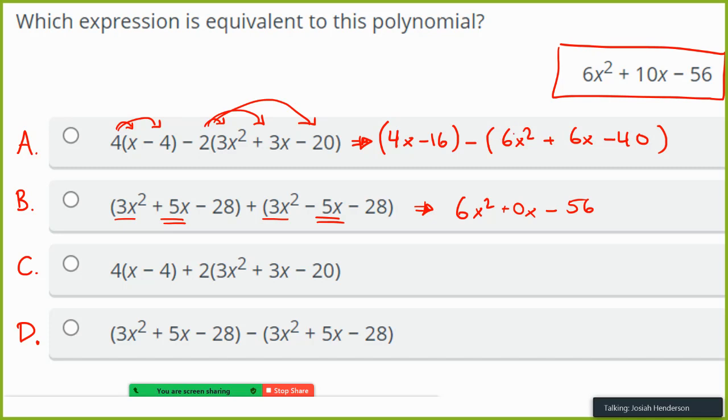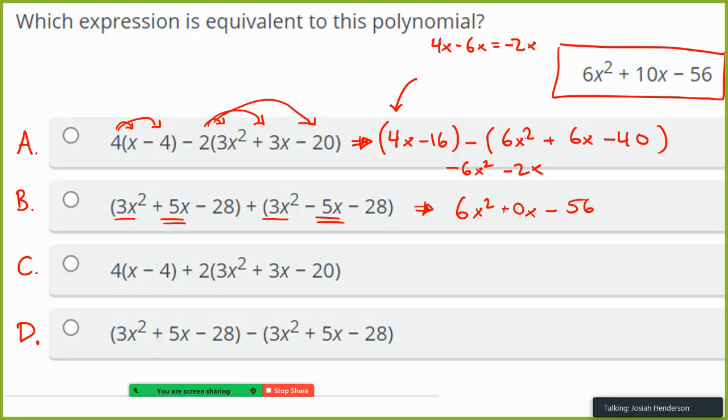There's no x squared number here, right? There's nothing there for x squared. So for my simplified answer, it'll be negative 6x squared. That's coming from the second parentheses, negative because it's being subtracted. Now for the 4x and the 6x. 4x minus 6x, that'll be negative 2x.